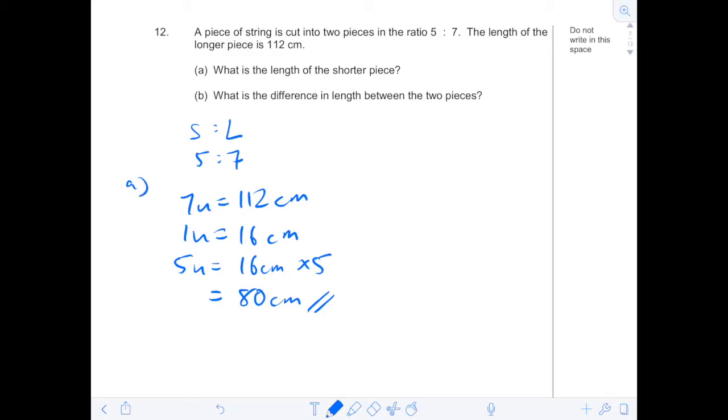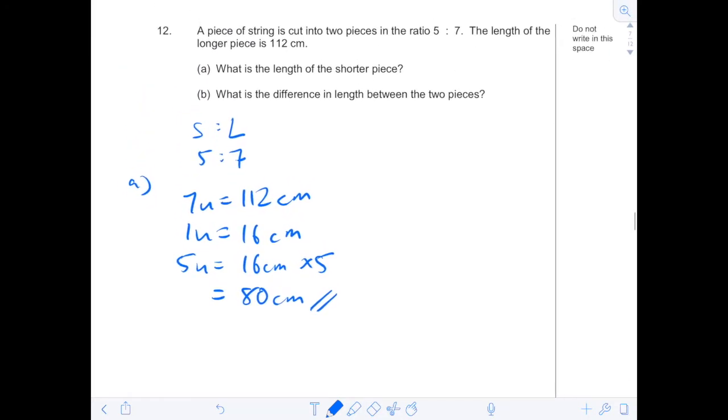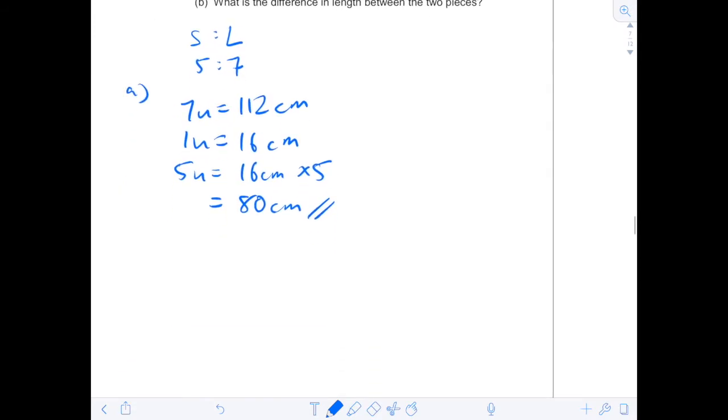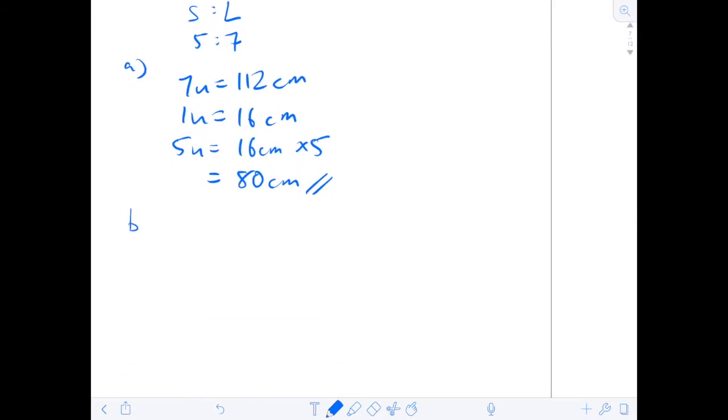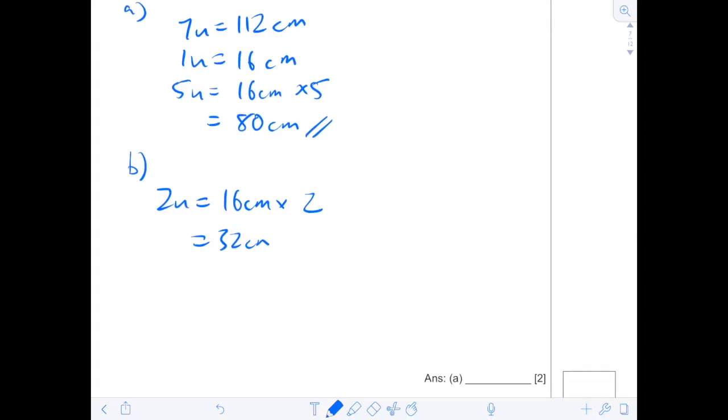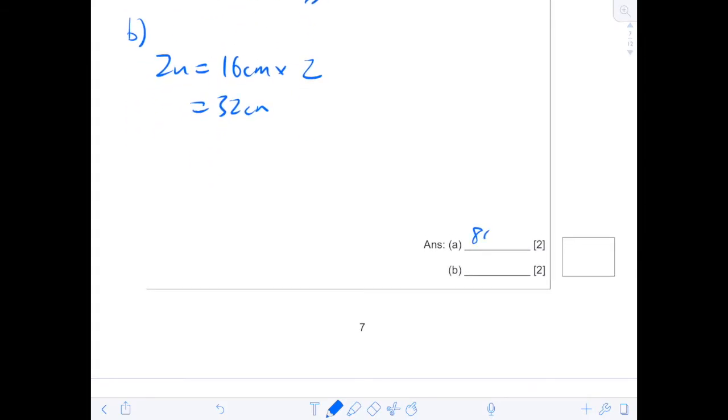For part B, what's the difference in length between the two pieces? All you need to do is find the difference, which is 2 units. So from here, part B, 2 units will be equals to 16 cm times 2 will be equals to 32 cm. So you got 80 cm and 32 cm.